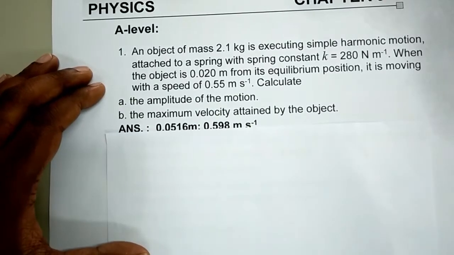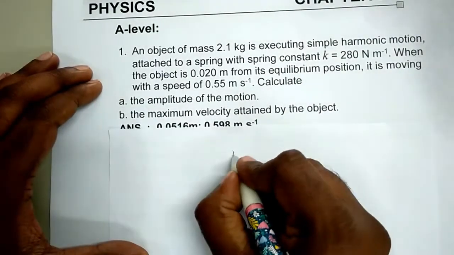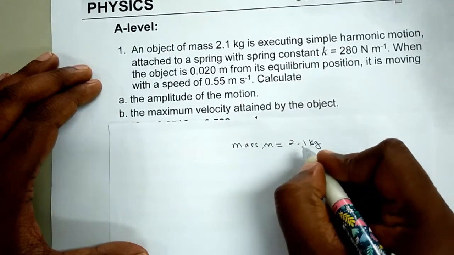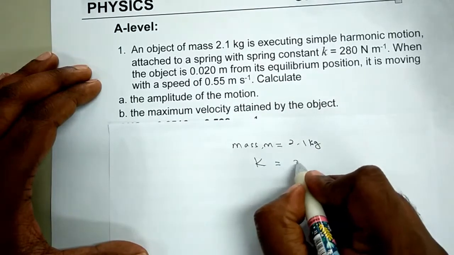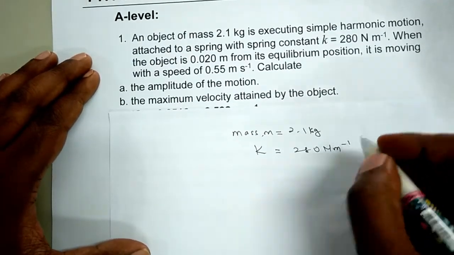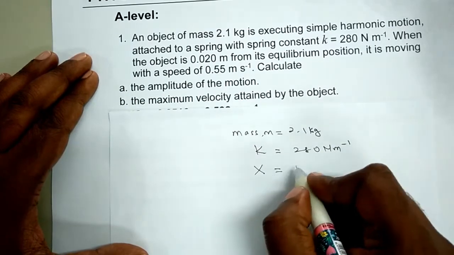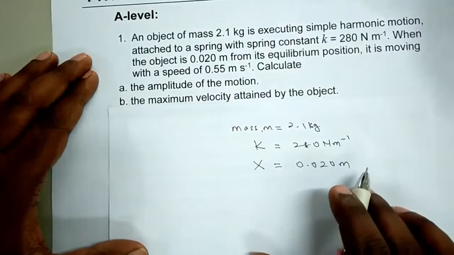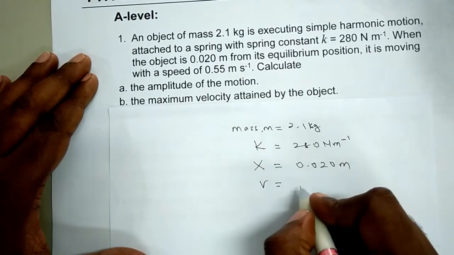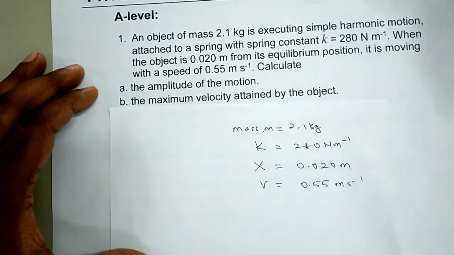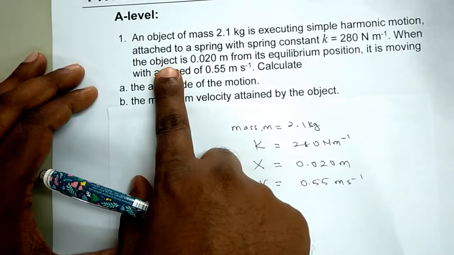For step 1, let us dig out all the important values in this question. Mass is 2.1 kilogram. Spring constant k is given as 280 newton per meter. The displacement x from its equilibrium position is 0.020 meter, and the speed of the particle is given as 0.55 meter per second. The particle is also called the object.